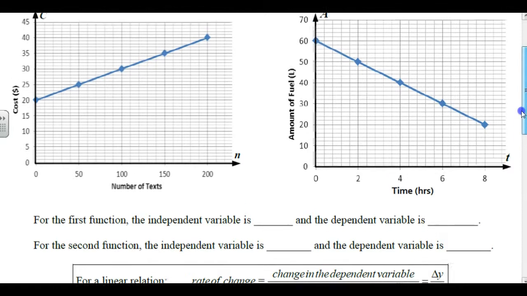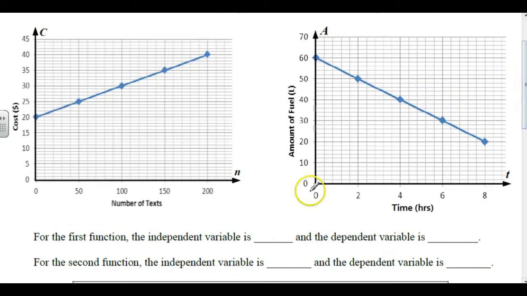For the first function, the independent variable is the number of texts. And what depends on that? The cost depends on the number of texts. For the second function, the independent variable is time. And what depends on that? The amount of fuel depends on how long we've been driving.